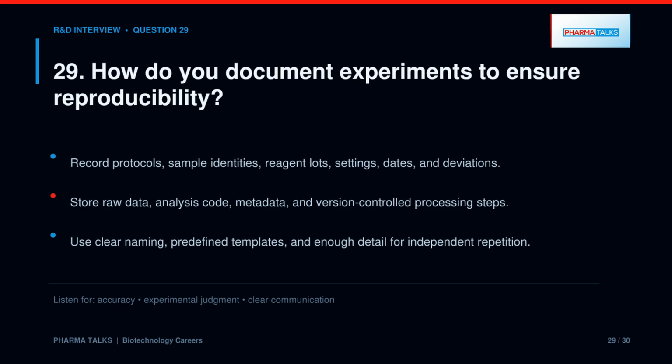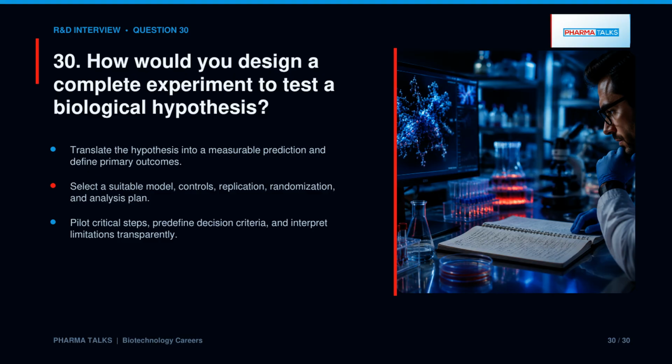Question 29. How do you document experiments to ensure reproducibility? Reproducible documentation includes the exact protocol, sample identifiers, reagent suppliers and lots, equipment settings, dates, operators, and any deviations. Raw data and metadata should be preserved, while analysis scripts and processed outputs should be version controlled. A good record allows another qualified researcher to understand, repeat, and audit the work.